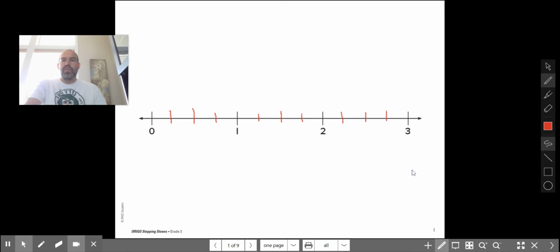All right, so if we wanted to read these fractions across the number line, what would we do? We would say 0, then 1/4, 2/4, 3/4, 4/4. Now, if we go beyond, do you remember what those are called? Improper fractions. 5/4, 6/4, 7/4, 8/4, 9/4, 10/4, 11/4, and 12/4.